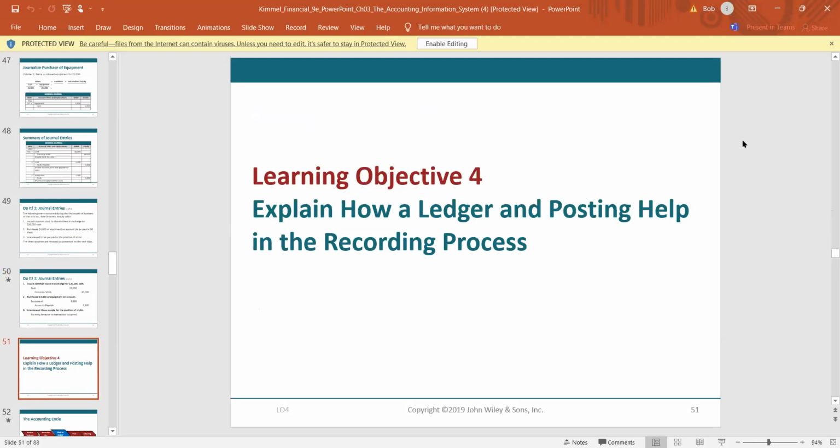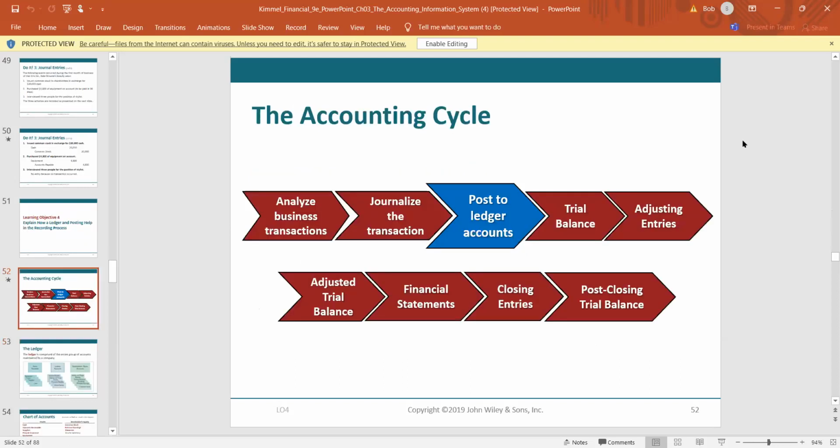Explain how a ledger and posting help in the recording process. Well, we just learned how to put the journal entries together. And now we're up to the third of these arrows: post to the general ledger.